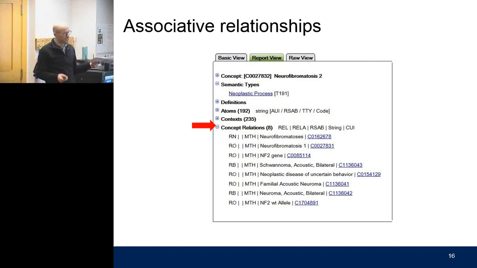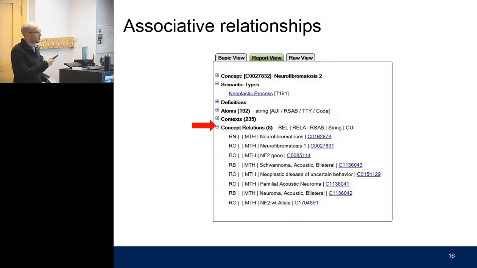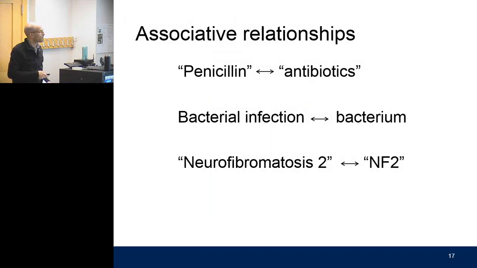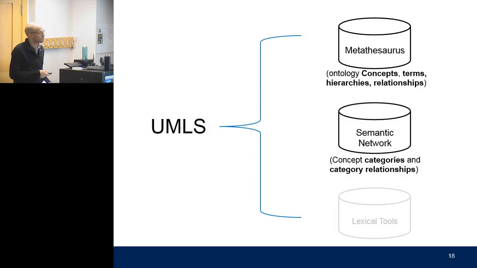One to point out here that we'll see in an example in just a minute is the NF2 gene. That's a tumor suppressor gene. So a mutation in the NF2 gene is related to developing this particular neoplasm. So some of the associative relationships that may exist in the UMLS, we see a couple here. They could be hierarchical, like penicillin is a more specific type of antibiotic, or they could be causal, like a bacterial infection is caused by a particular bacterium. And again, the example there with a tumor and a suppressor gene.